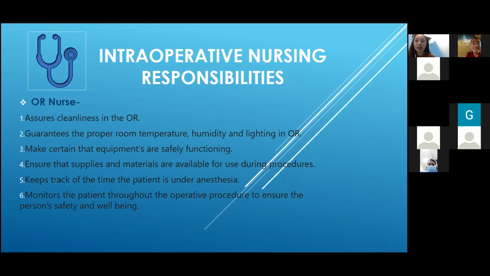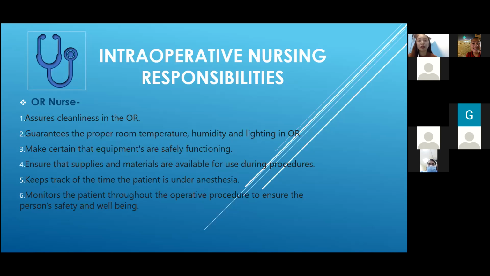We, the OR nurses, will assure cleanliness in the OR. Though this is not an open surgery, we will maintain asepsis and antisepsis. We will practice that. We will guarantee the proper room temperature, humidity, and lighting of the room. Room temperature for our patient and a good room temperature as well for our machine to maintain its functionality. So that is why we will keep our patients warm, because our OR theater or our room is cold enough to maintain the functionality of our ESWL machine.